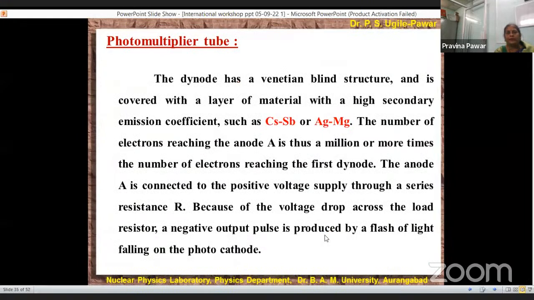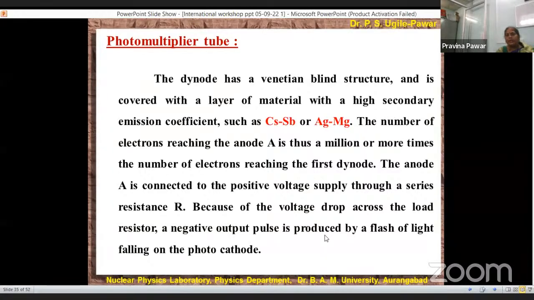Photomultiplier tube. The dynode has a venetian blind structure and is covered with a layer of material with a high secondary emission coefficient, such as CsSb or AgMg. The number of electrons reaching an anode is thus a million or more times the number of electrons reaching the first dynode. The anode A is connected to the positive voltage supply through a series resistance R.